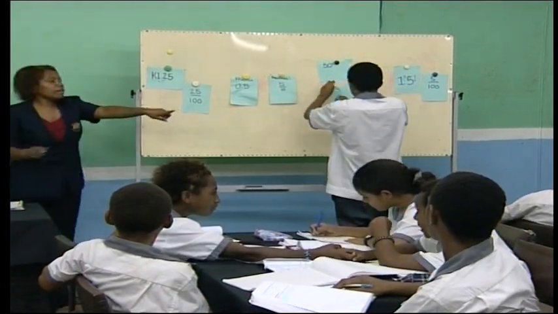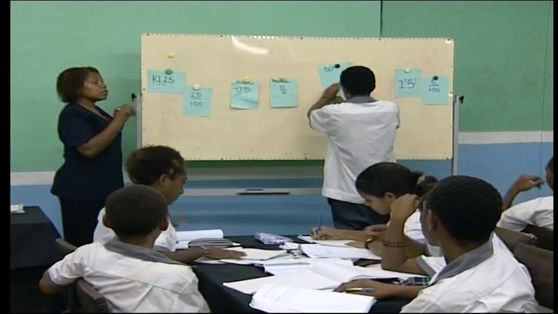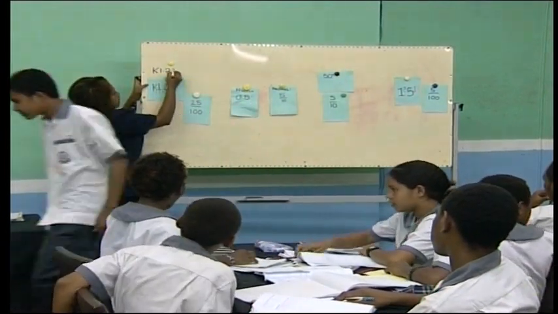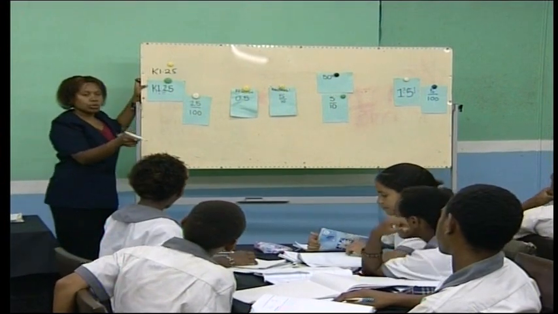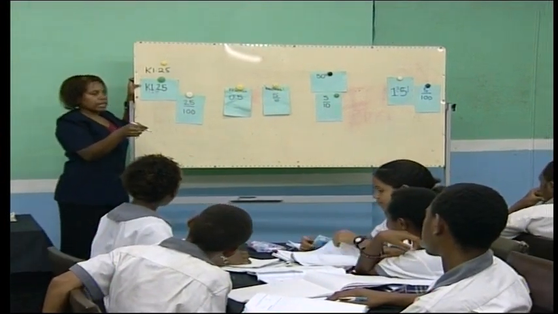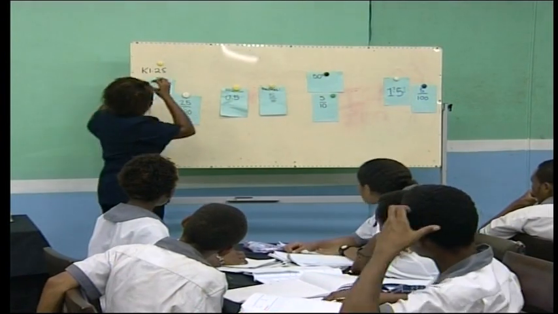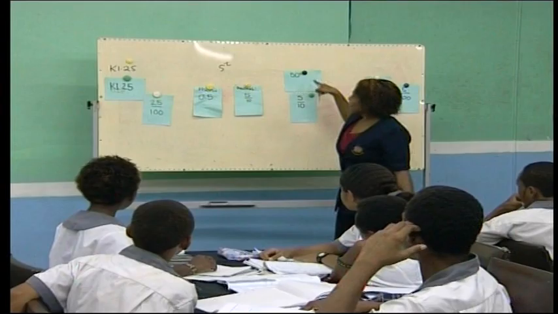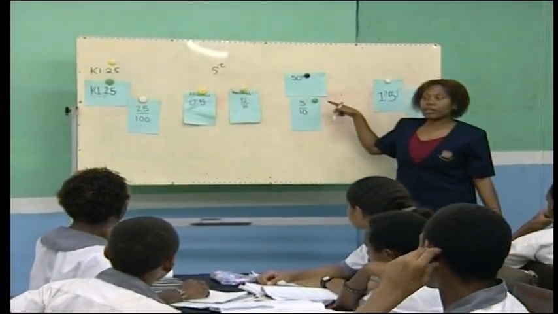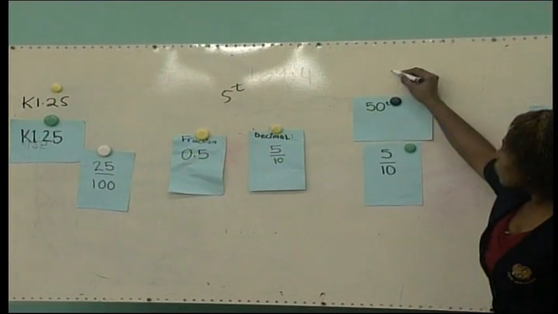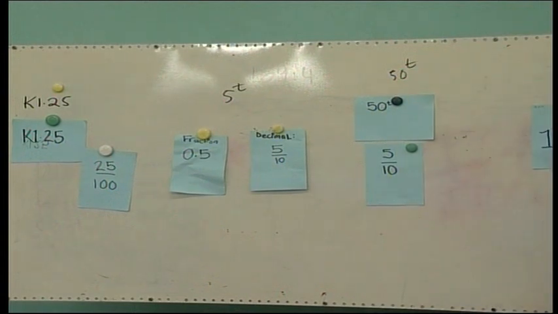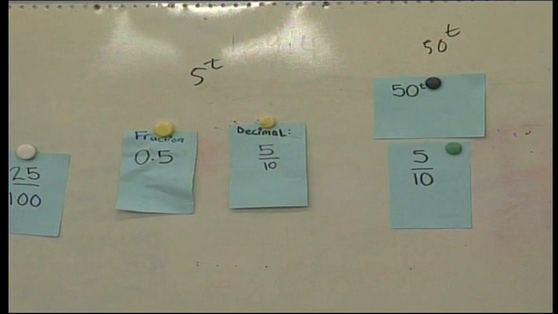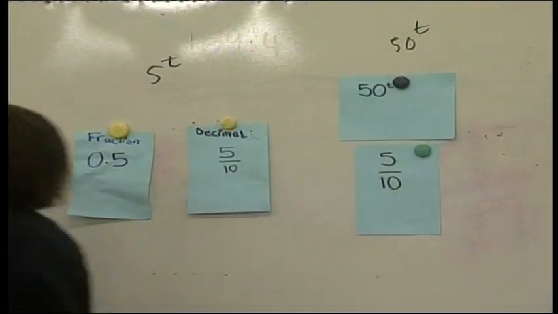So group 1, what was your amount? 1 kina 25. Okay, they had 1 kina 25. Group 2, okay, 5 toya. They had 5 toya. Group 3, 50 toya. Group 4, 1 kina 5 toya. All right.